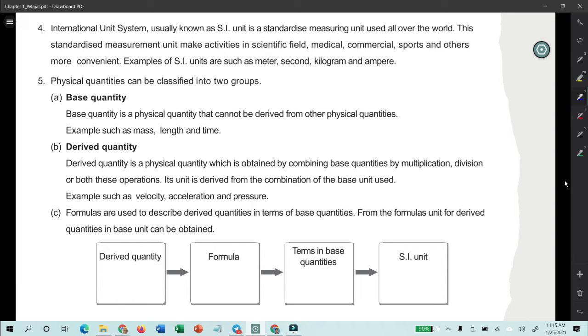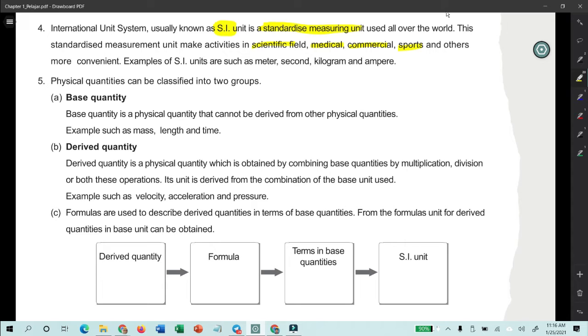And then we have what we call the SI unit. This is very important in science. So what is the SI unit? The SI unit is a standardized measuring unit which is used worldwide. The main reason is we want to standardize the measurement of units in the scientific field, medical field, commercial, sports, to be more convenient. For example, in SI unit, length is measured using meter and not centimeter. It must be in meter.